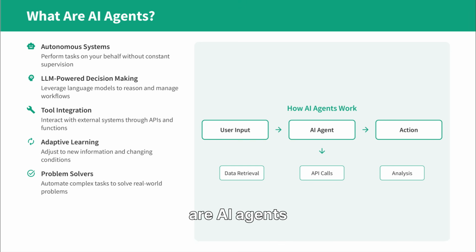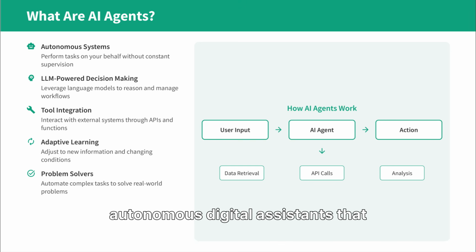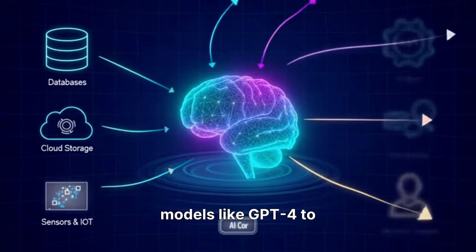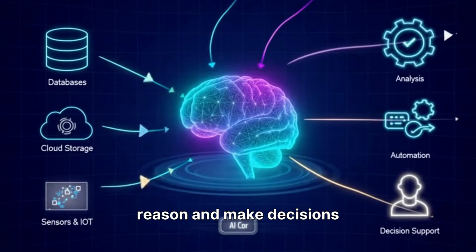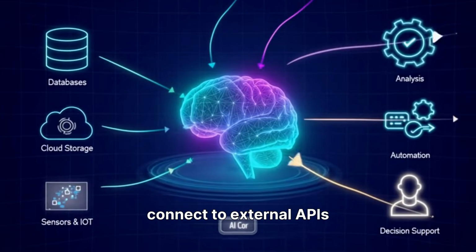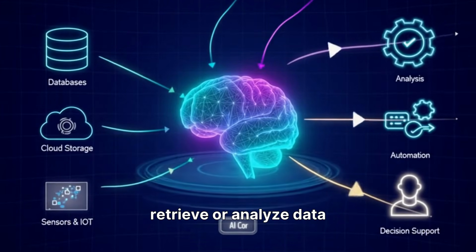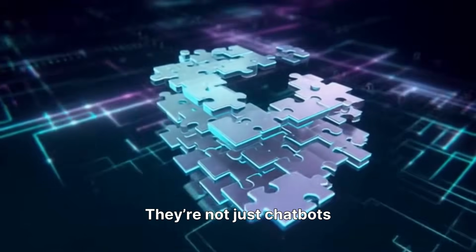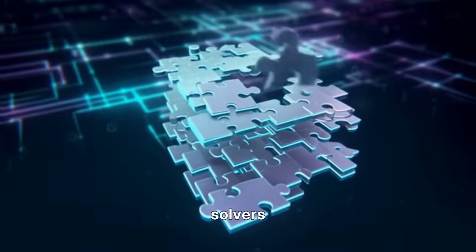What exactly are AI agents? Think of them as autonomous digital assistants that perform tasks without constant supervision. They use large language models like GPT-4 to reason and make decisions, connect to external APIs, retrieve or analyze data, and even adapt as conditions change. They're not just chatbots, they're intelligent problem solvers.